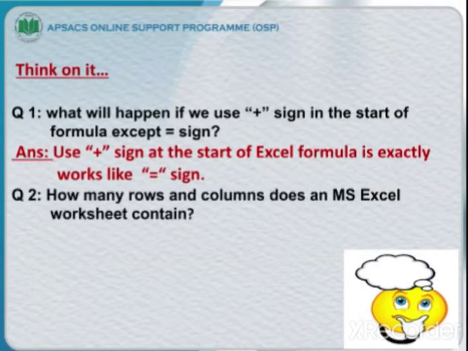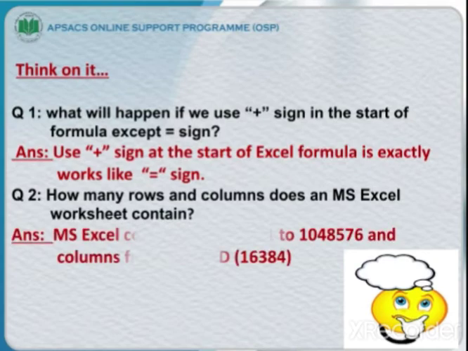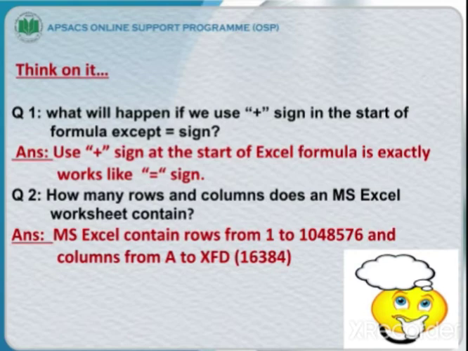Question number 2. How many rows and columns does an MS Excel worksheet contain? And the answer is, MS Excel contains rows from 1 to 1,048,576 and the columns from A to XFD, meaning 16,384. Students, it will be very useful information for you.